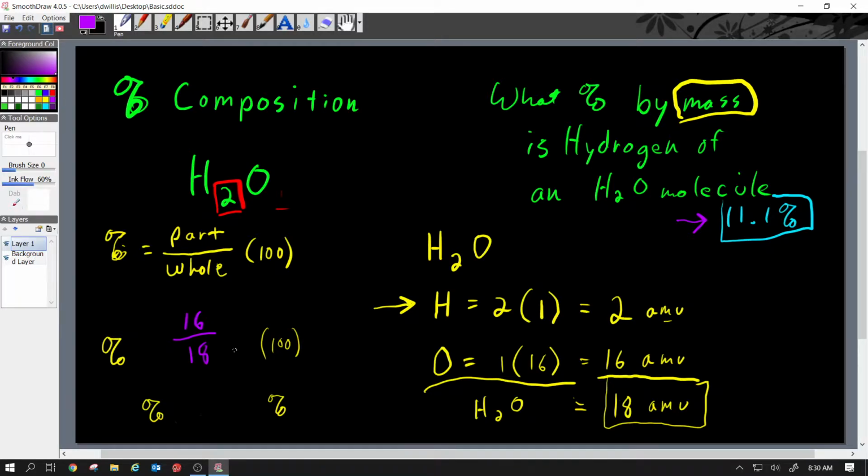Punch that on your calculator and see what you get, and multiply by 100. Now I want you to look at what's past the 8 and see if it needs to round up or down. All right, so it's going to be 88.9%. So the percent oxygen is going to be 88.9. Do we feel good about that? All right. Let's do one more for practice.